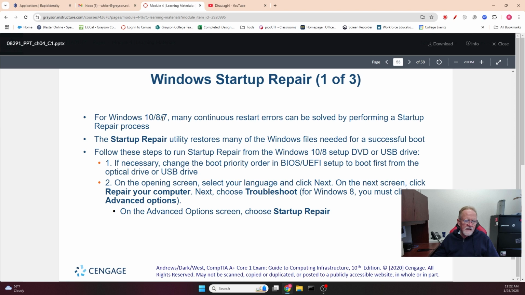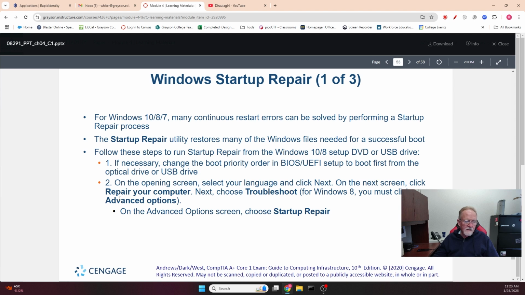In Windows 10, 8, and 7, many continuous restart errors can be solved just by performing startup repair. That utility restores the Windows files needed to boot. So follow these steps. Using a setup DVD or USB drive, if necessary, change the boot priority, like when you installed Windows. If you'll recall, you had to go into BIOS and change the setup to boot from the optical drive or USB drive first. Put in your install media and then boot, and instead of going to install, you're going to go to troubleshoot. Repair your computer and then troubleshoot.